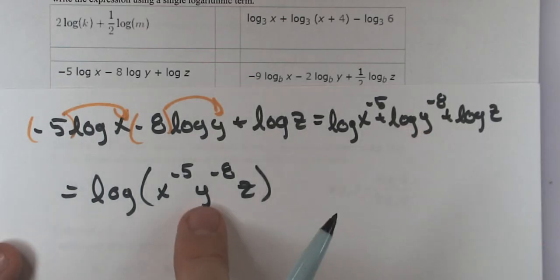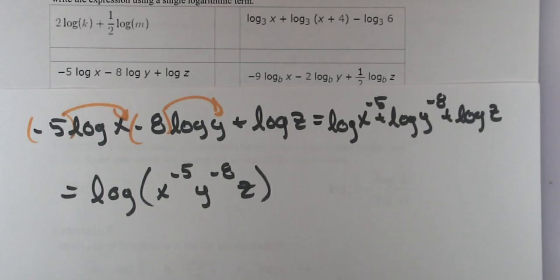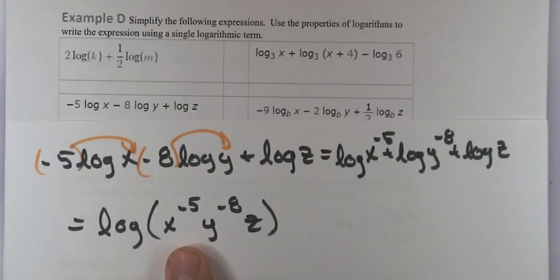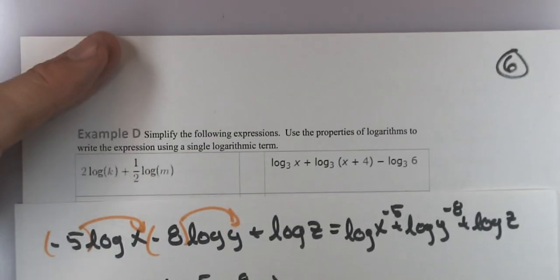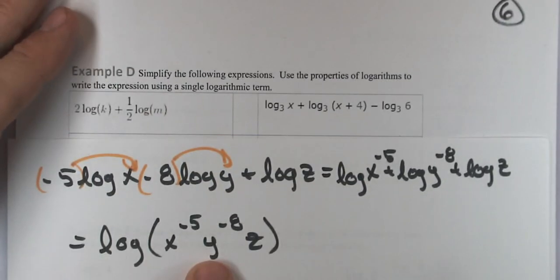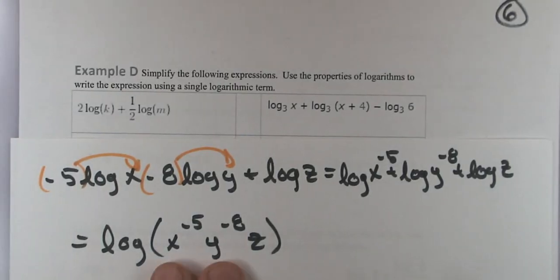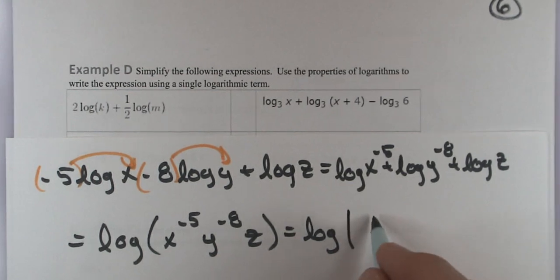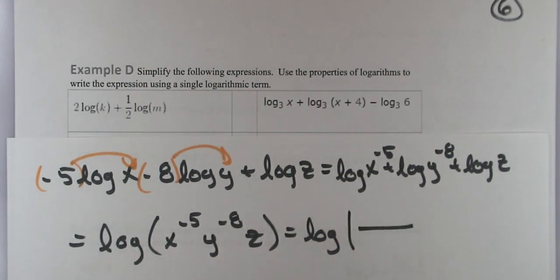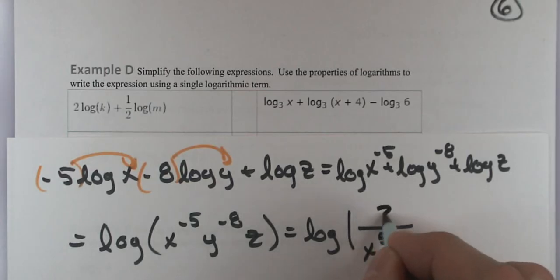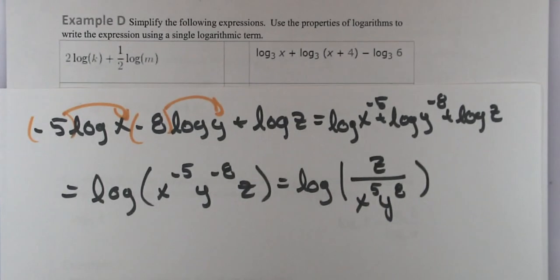Maybe I will. But there's one last step that I'll ask you for on my exams. WebAssign might be happy with that. They go, okay, yeah, you've got this written with a single logarithmic term. So WebAssign might say, hey, we're good. But I'm going to ask that you write this without negative exponents. So what happens with x to the -5th, y to the -8th? Yeah, they can go into the denominator. So again, the fast way is just to put them into the denominator like this, and then z is left in the numerator. So there you go. We avoided the quotient rule.